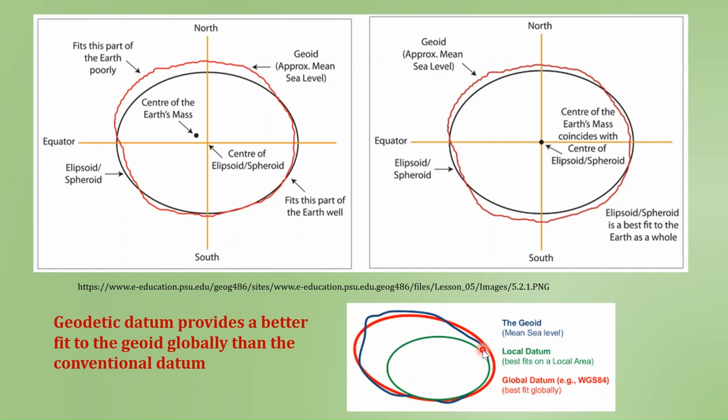So here we can see that this blue one represents the geoid, the red one represents the global datum, and this one represents the local datum. The local datum is the one which fits best in a local area, but the global datum is the one which is made using the geocentric ellipsoid and it best fits globally.